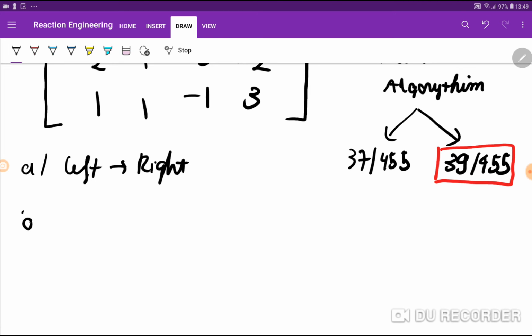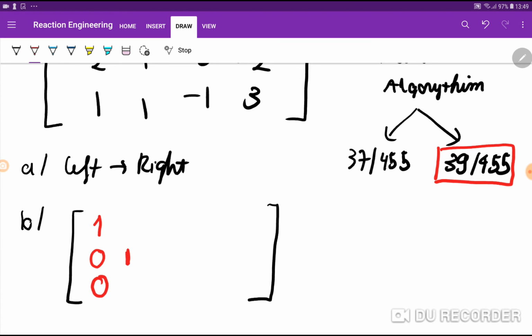The second thing is it's gonna be like this. Imagine you have something like this. Let me describe it. You're gonna make sure there's a 1 here first, and then you go down and eliminate. You make this 0, you make this 0. Then you make sure there's a 1 here, and then you go down and make this 0. And then you keep doing that.